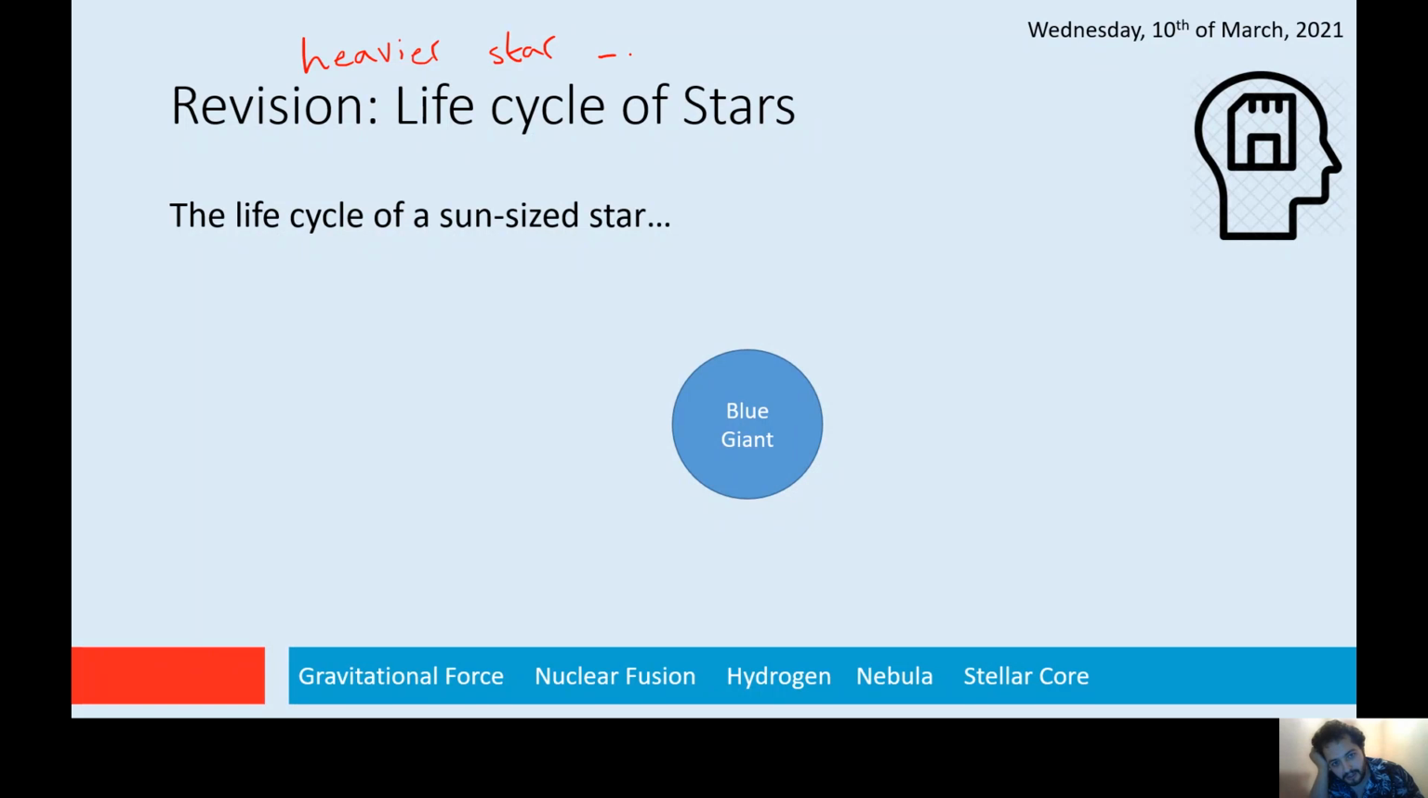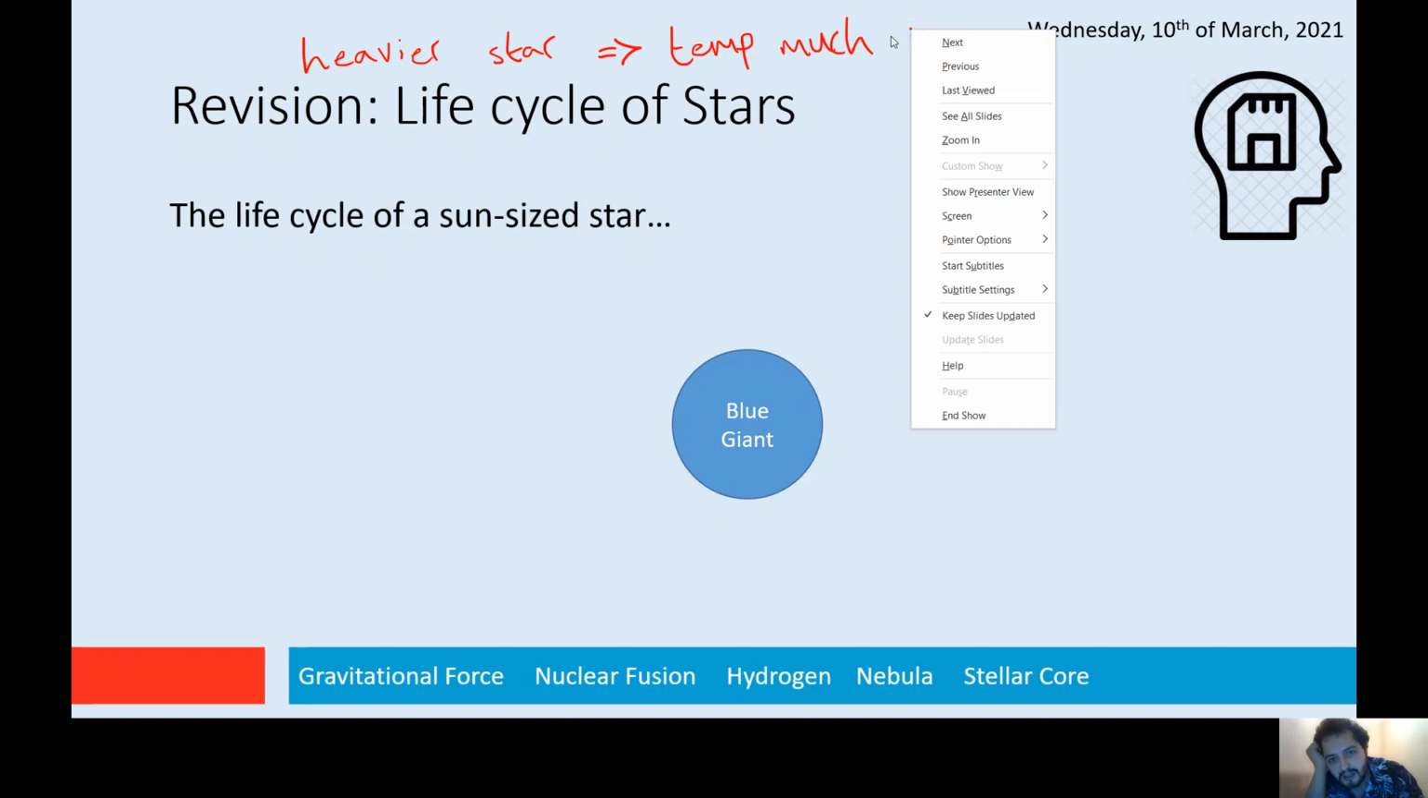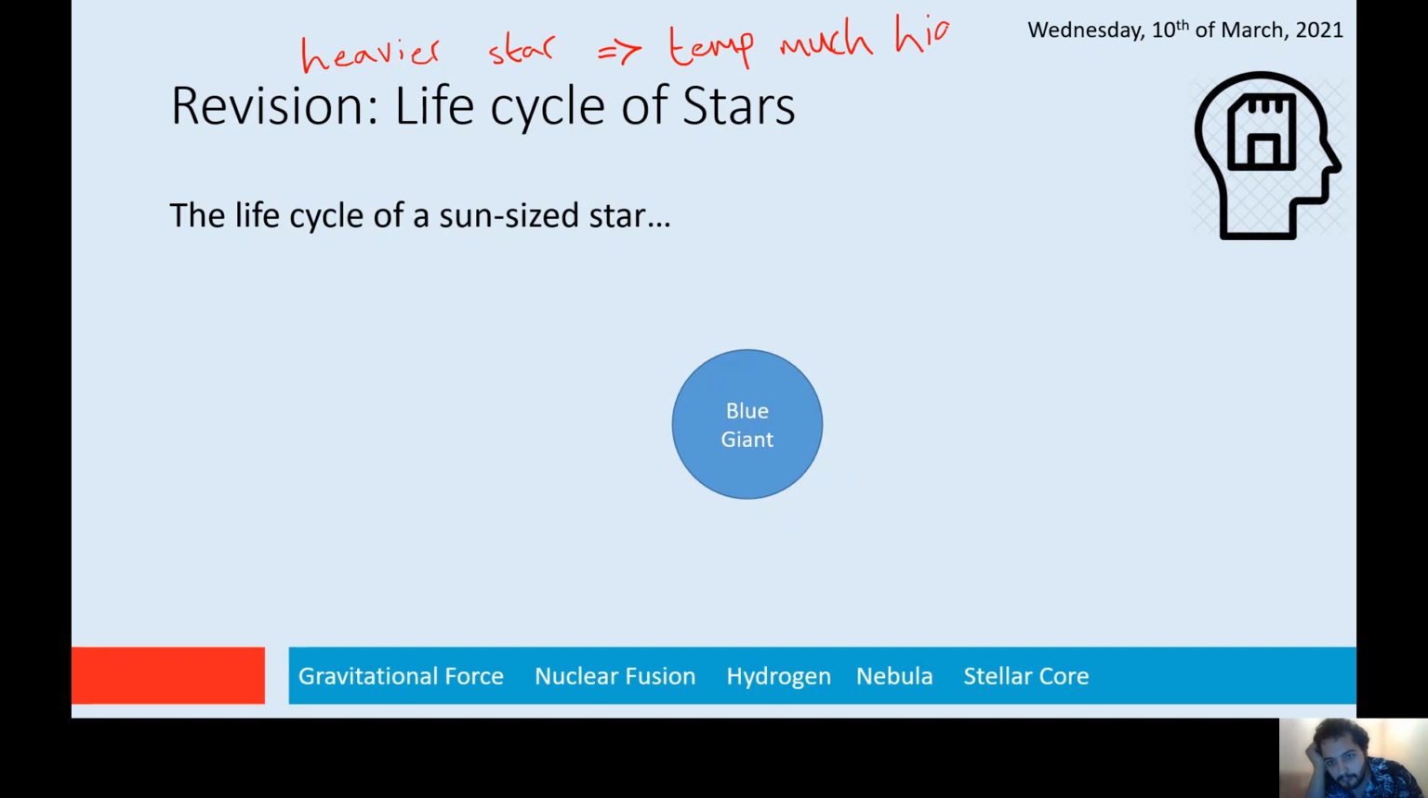So for heavier stars, the temperature is much, much higher compared to lower mass stars. I think the sun burns at about, I can't think off the top of my head, about 8,000 degrees Celsius. But a blue supergiant would burn about 30,000. In the cores, it's in the millions.